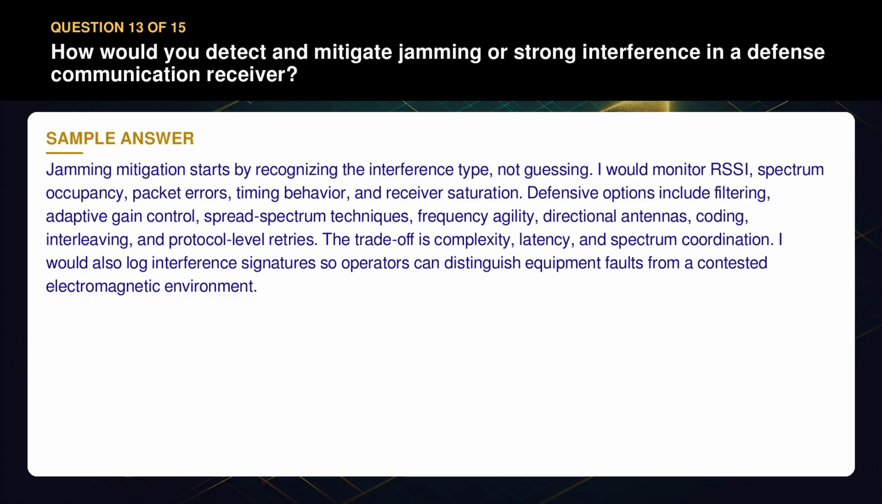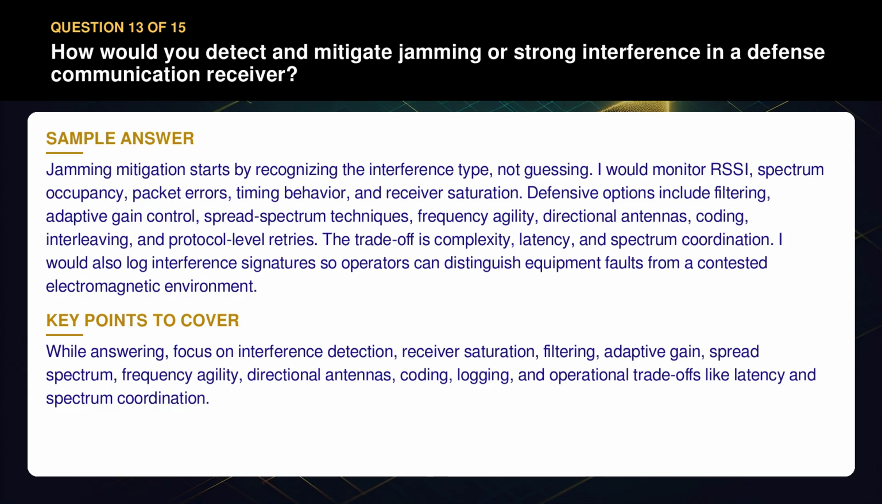I would also log interference signatures so operators can distinguish equipment faults from a contested electromagnetic environment. While answering, focus on interference detection, receiver saturation, filtering, adaptive gain, spread spectrum, frequency agility, directional antennas, coding, logging, and operational trade-offs like latency and spectrum coordination.